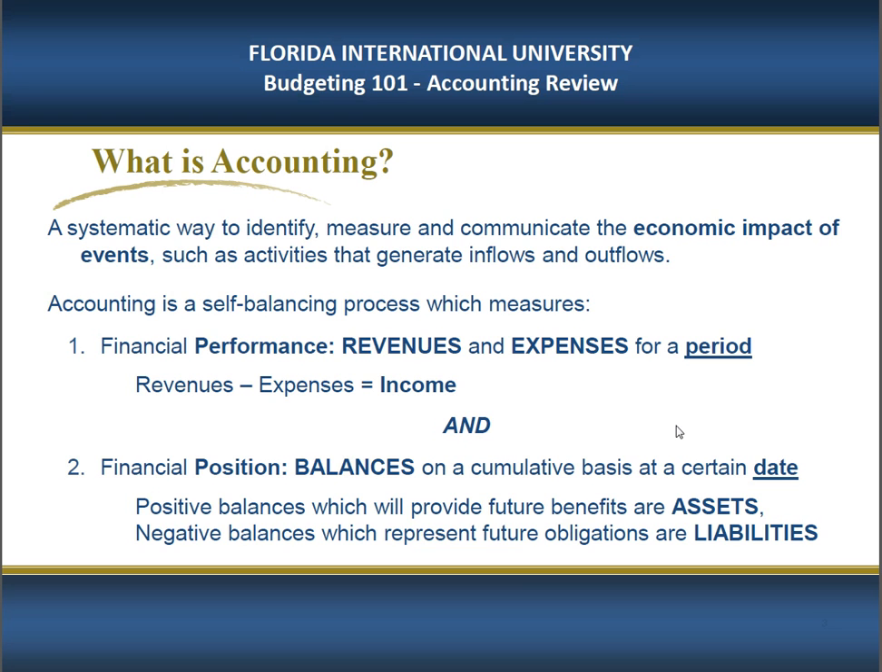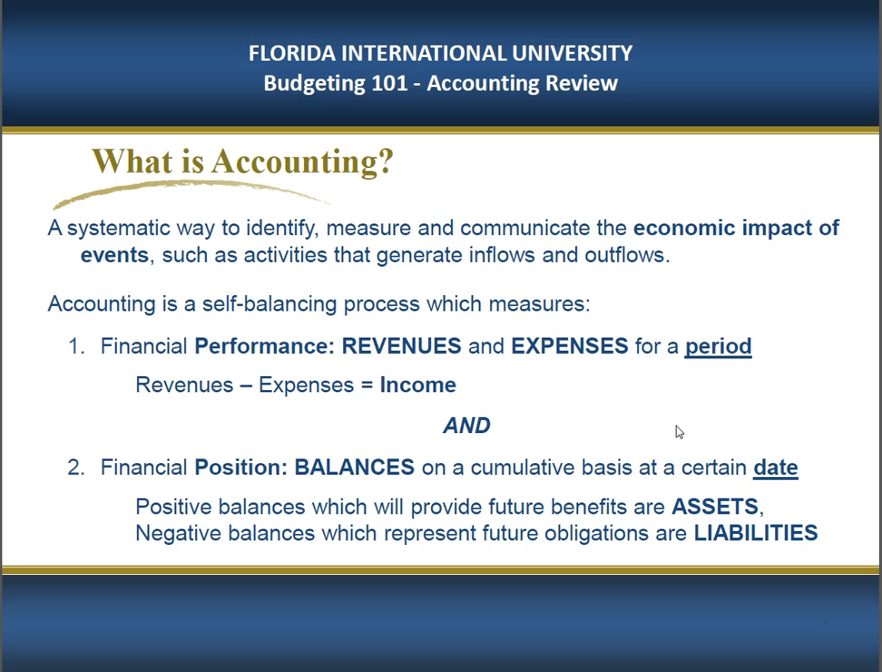Let's talk about the other side now, financial position. Financial position are the resulting balances of these events or activities that we measure on a cumulative basis. We go accumulating those balances, and we report it as of a certain date. Financial performance is for a period of time, while financial position is on a specific date. For example, the end of the month or the end of the year.